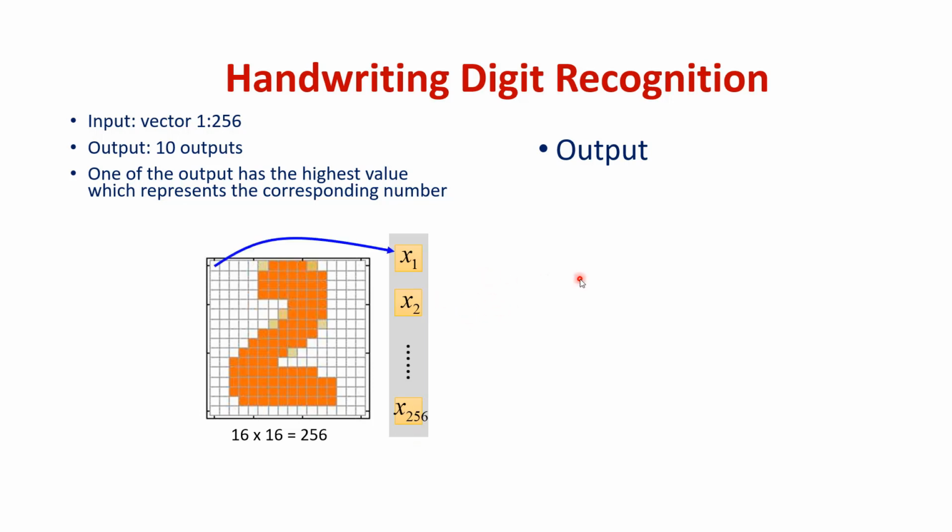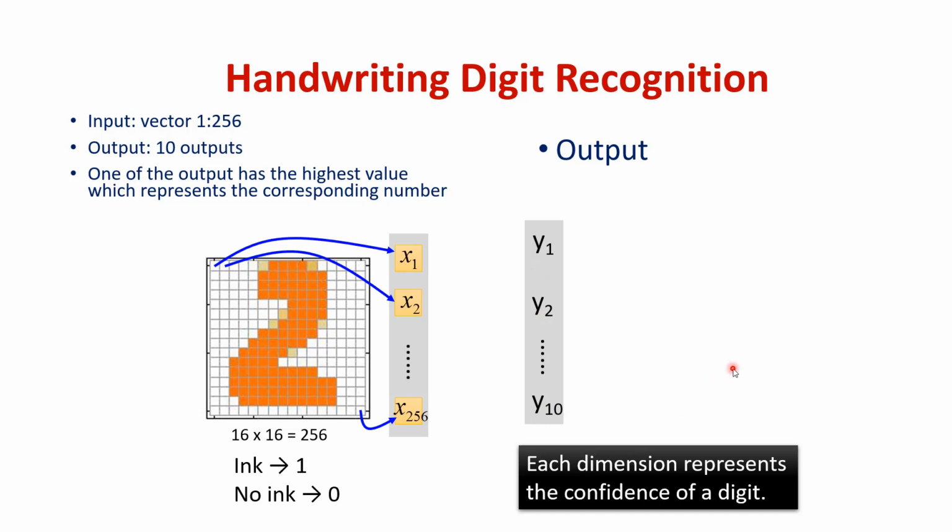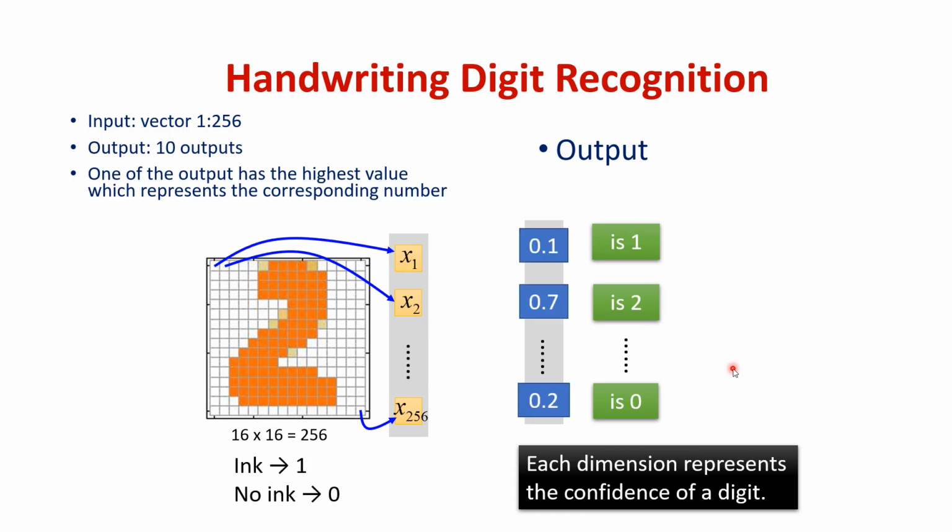So we convert all these values to one vector, and then we feed these values in, and we would like to get the output. Remember, we have 10 outputs. Each dimension represents the confidence of a digit. Let's say when one of the outputs is high and the rest are low, it means that this number is the correct number. Okay, so let's say we got the output like this, 0.1, 0.7, 0.2.